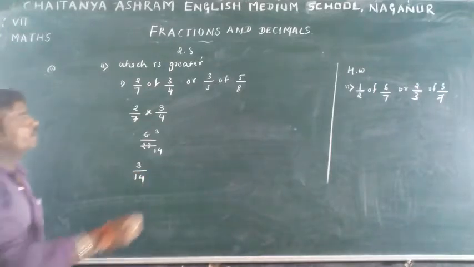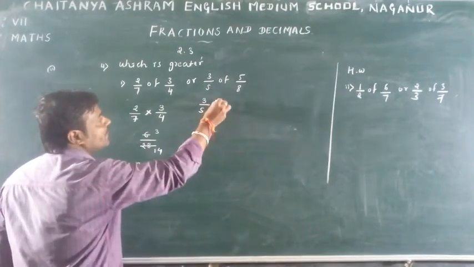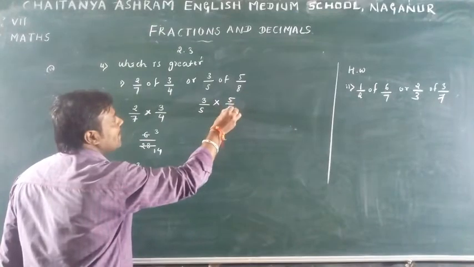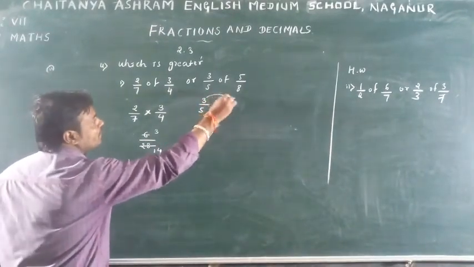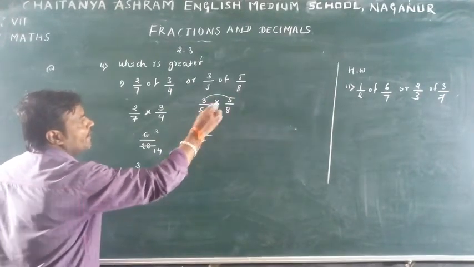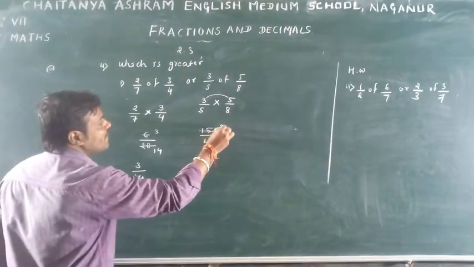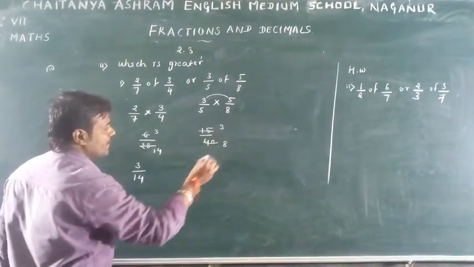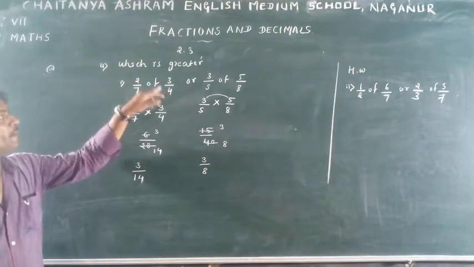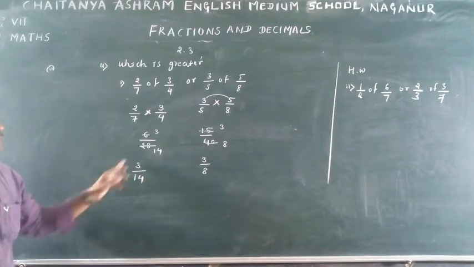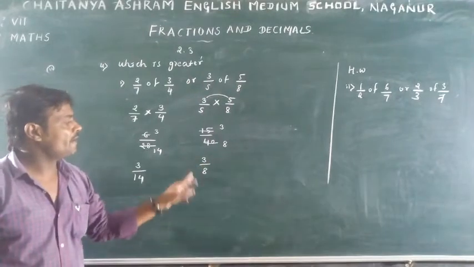Then take this one. 3 by 5 of 5 by 8: "of" means multiplication, so 3 by 5 into 5 by 8. Find the product. 3 fives are 15, 5 eights are 40. Simplify: 5 threes are 15, 5 eights are 40, so 3 divided by 8. So 2 by 7 of 3 by 4 is the same as 3 by 14, and 3 by 5 of 5 by 8 is 3 by 8.